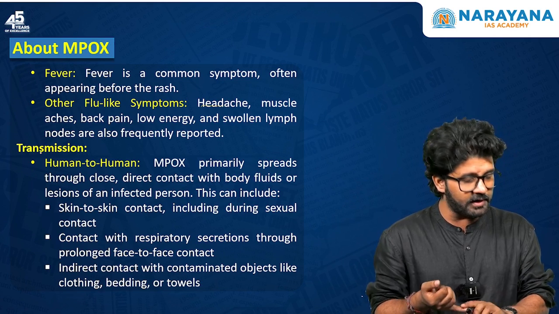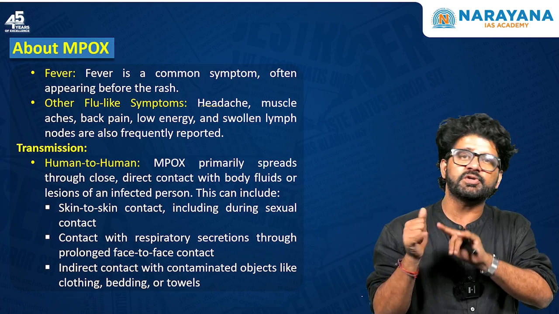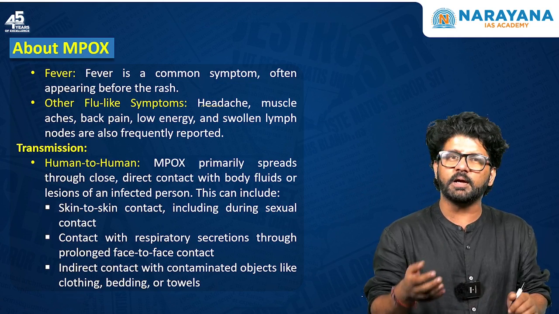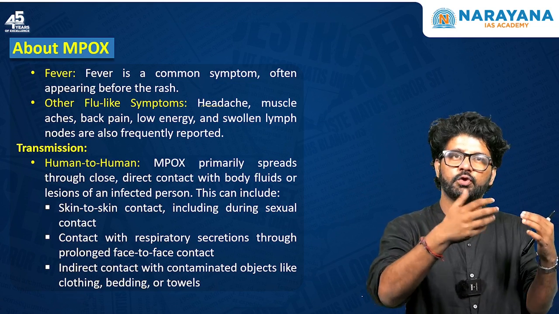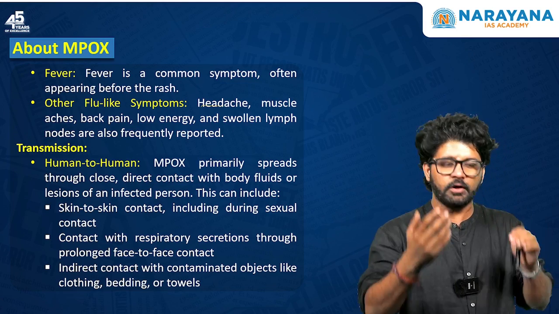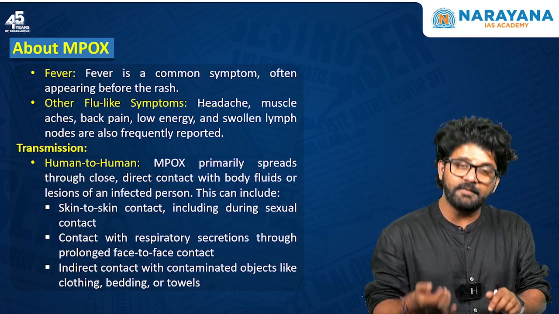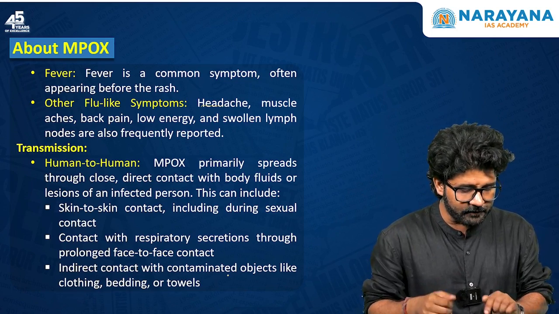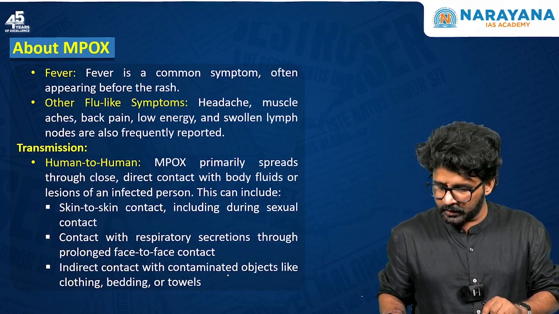Transmission: human to human transmission is possible. Sexual transmission is a major issue in African countries like Congo. Other modes are also there, human to human mode. Let's say we are facing each other face to face and we are very close to each other, even though we are not doing anything, even then the transmission of mpox can happen. Then indirect contact with contaminated objects like clothing, bedding or towels.